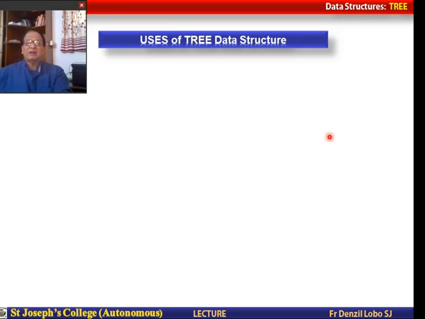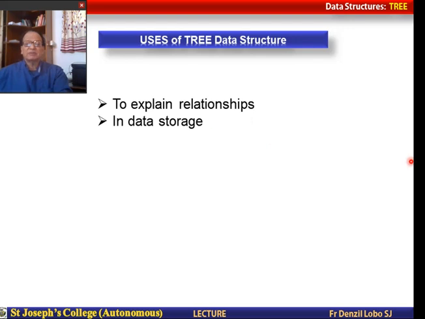With that, we come to the final section of this lecture, uses of the tree data type. Tree data type is used in explaining relationships between data items. It is used in data storage. It is used for searching data items. We want to arrange the data items in the tree structure and then search them. It's a much better searching method than what we have done earlier, called linear search.